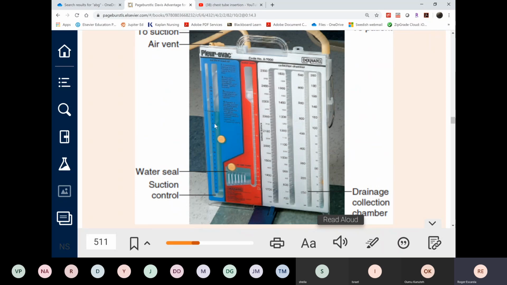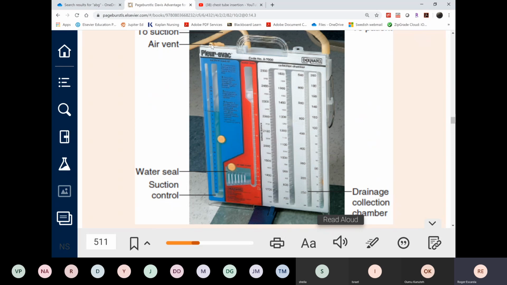It is controlled by the height of the water. If you can't see it very well, there is 5, 10, 15, 20, and this is 20. So that means this is 15, this is 10, 5, 0. So this is 0, 5, 10, 15, 20 centimeters. You can go a little bit higher in this particular model, which allows for 25. Again, it's the height of the water here.